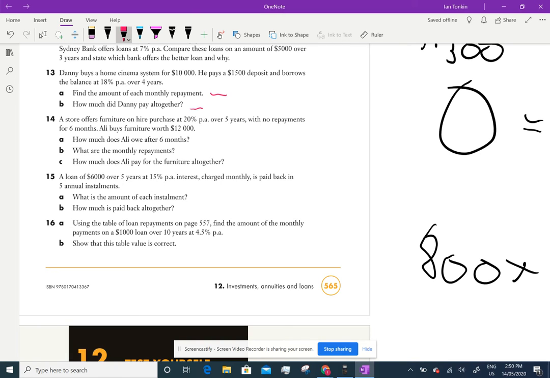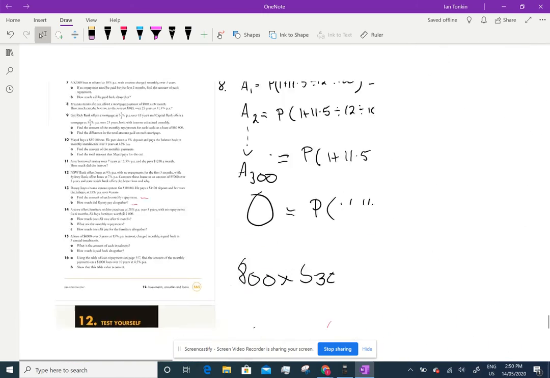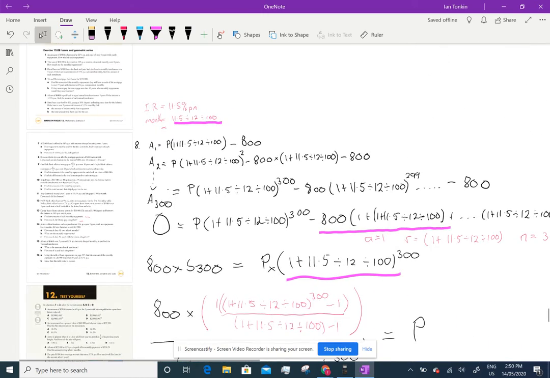The last one I want to do is 15 and 16, but I'm not going to do 15 because that's the same. All right, 15's the same. But I do want to do 16 because it's showing you how you get that magic number in the table. So here we go, 16.